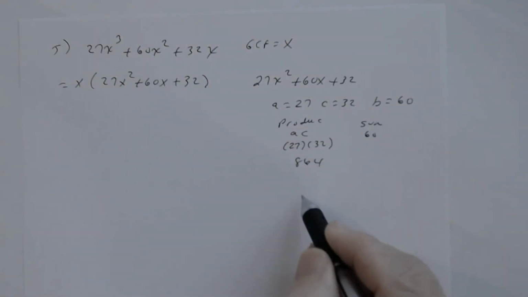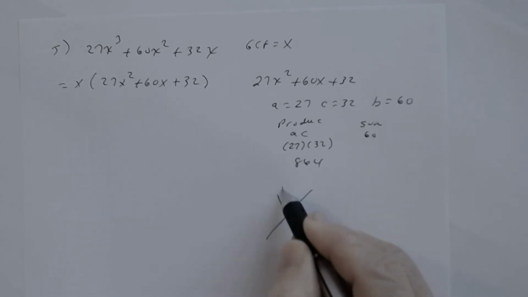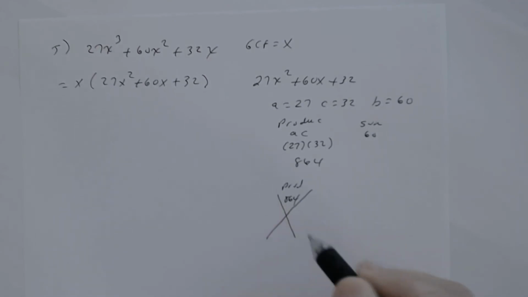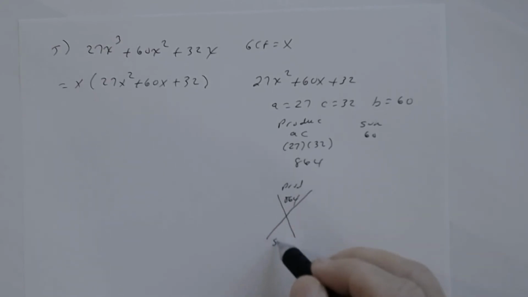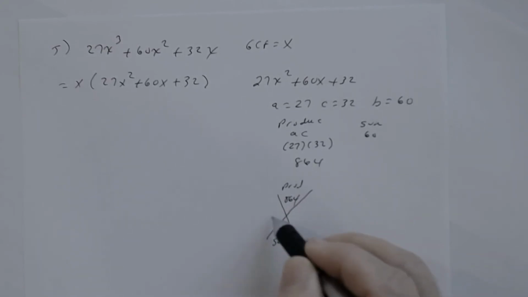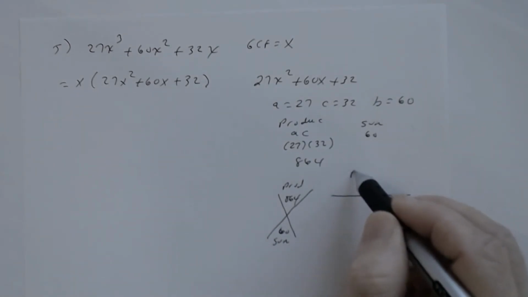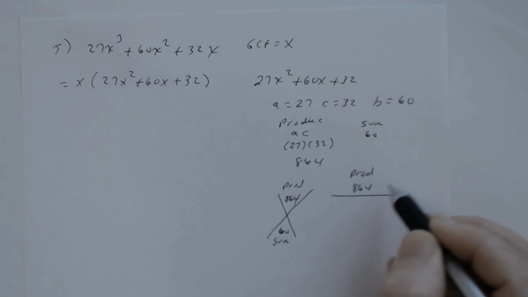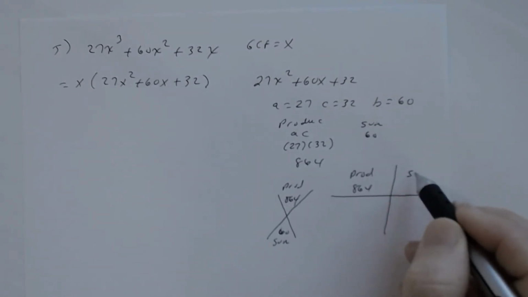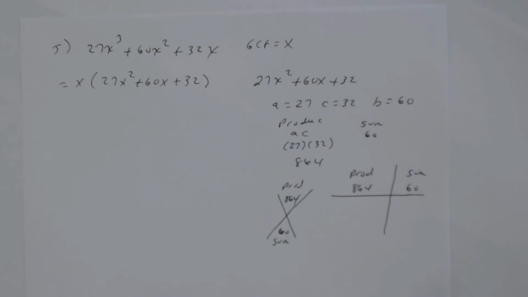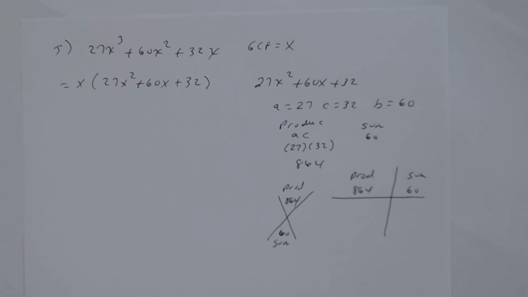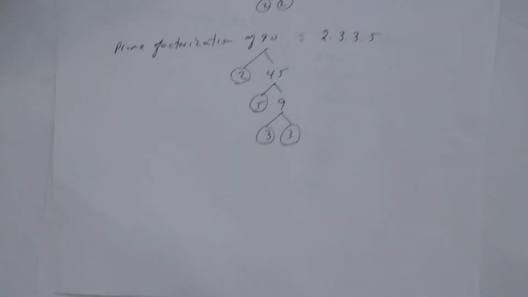Okay, so I want to find two numbers whose product is 864 and whose sum is 60. So that's what I want to find. Okay, so this is going to be challenging, guys. So let's go ahead and do the factor tree for this one, and we're going to have a discussion with what we have. So we want to find the prime factorization for 864.